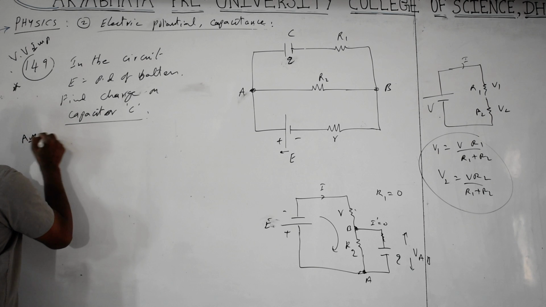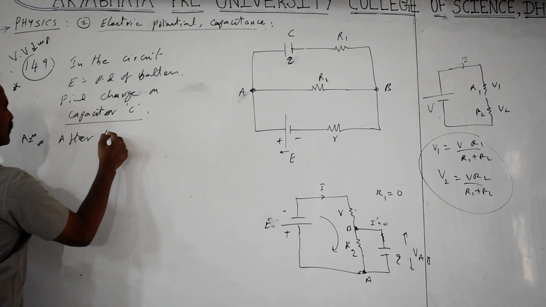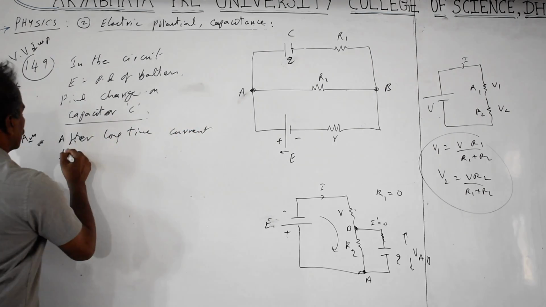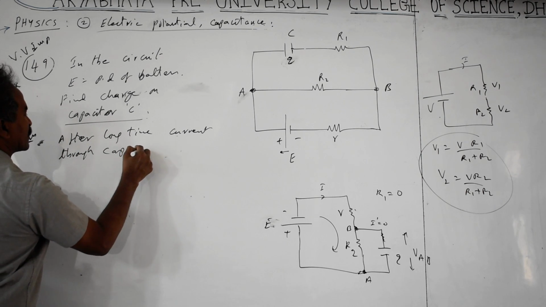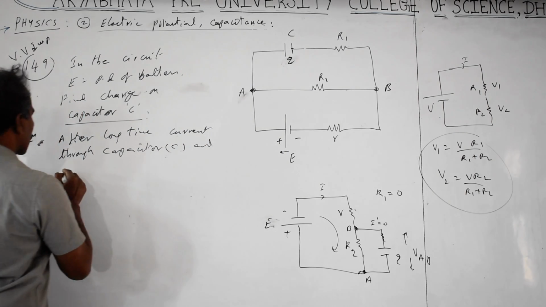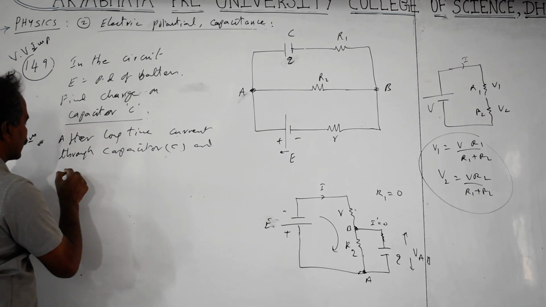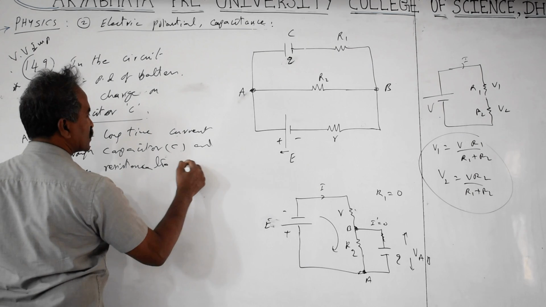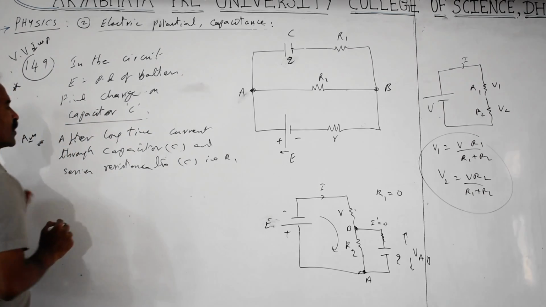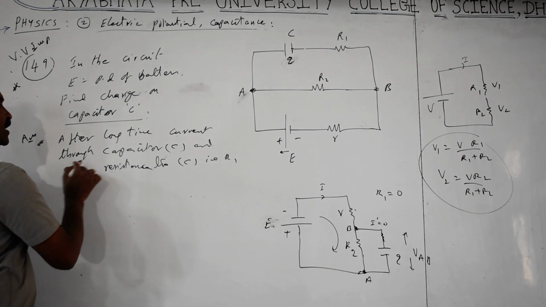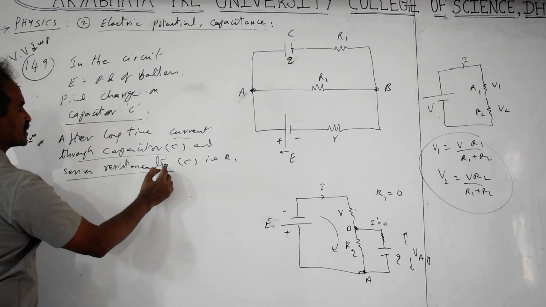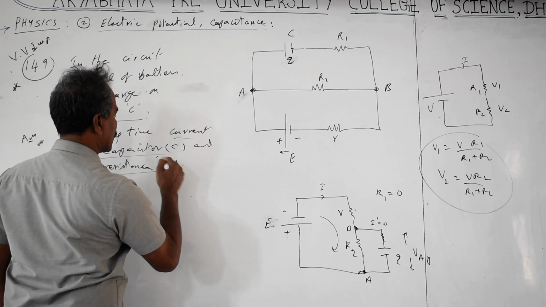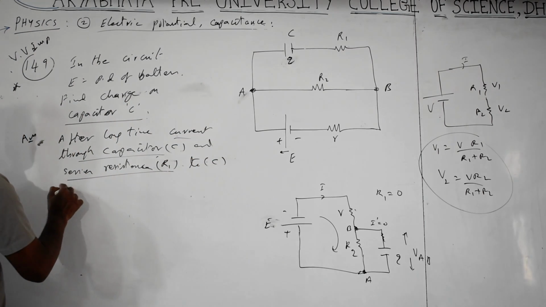After a long time, the current through capacitor C and the series resistance to C, that is R1, is I prime equal to 0. After a long time means after a long time of switching on the power supply, the current through capacitor C and series resistance R1 is zero.